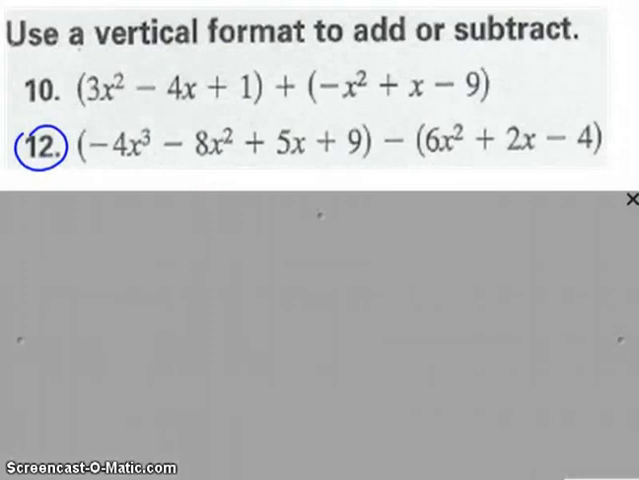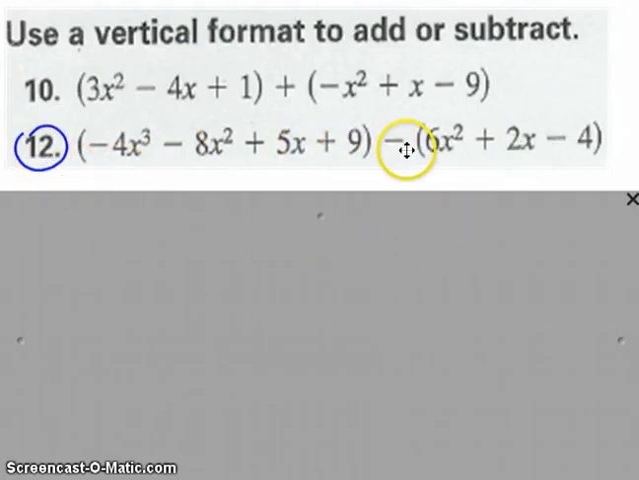Next question from chapter 10.1. This time I'm just going to do one problem. I'm going to do number 12 for you here. They ask you to do it here in vertical format. On the test, I'm not going to insist on one type or the other. If you like vertical, great. If you like horizontal, that's fine too. On the next slide, I'll do a horizontal problem.